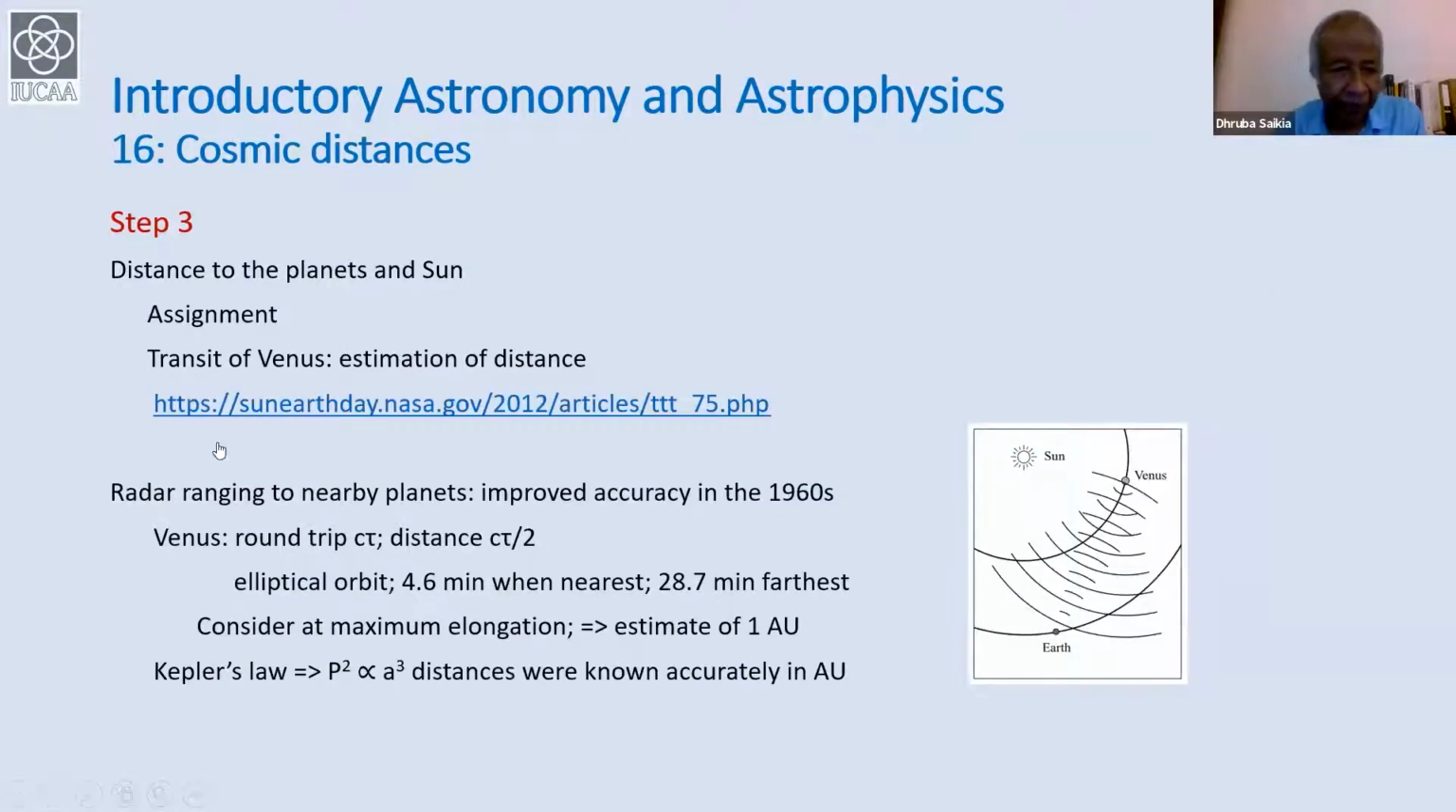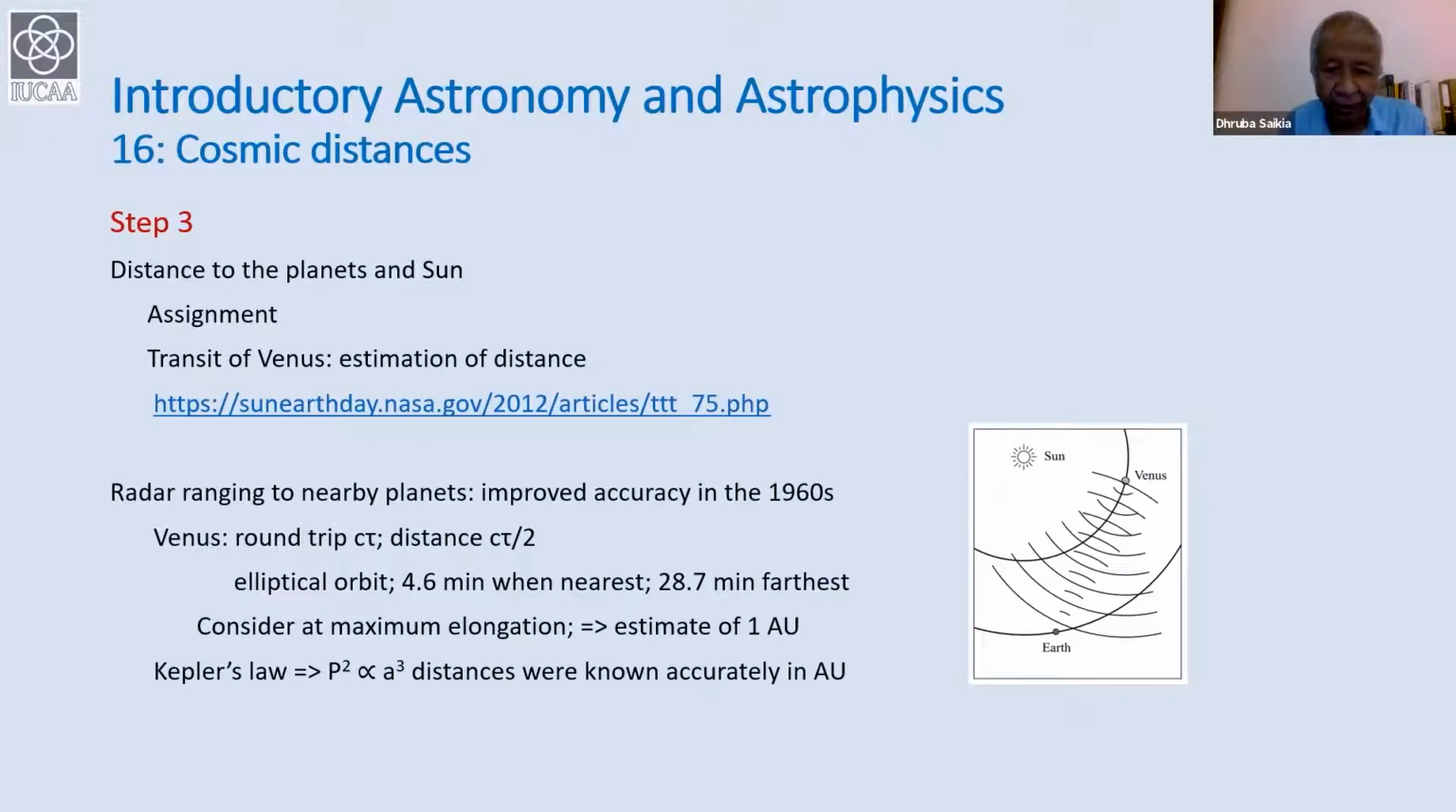So I'll leave it to you as an exercise to look at how the transit of Venus has also been used to estimate distances. And there's quite a nice article which I came across, which I've given a link to, where some of the maths has been derived. And you can also perhaps find other references as well.